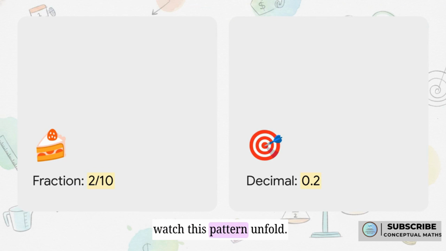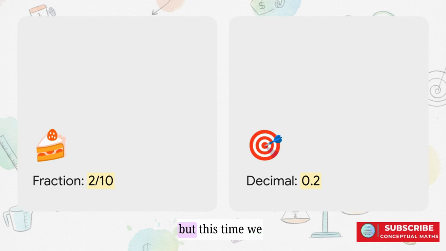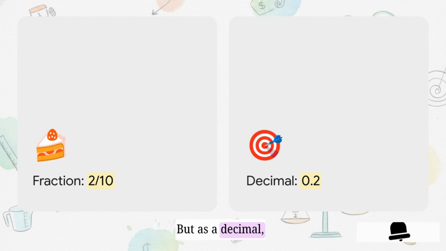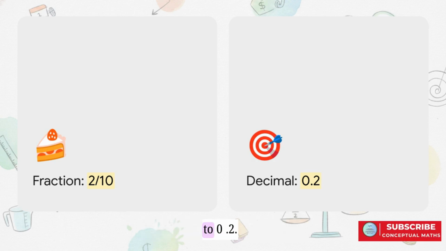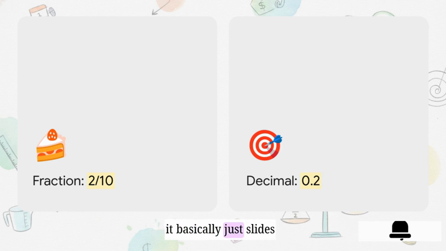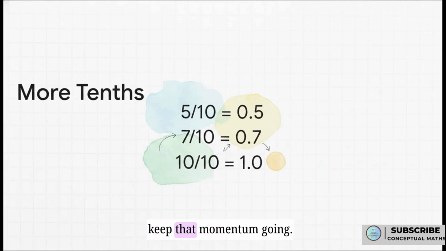So let's watch this pattern unfold. If we take that exact same cake, still sliced into 10 equal parts, but this time we grab 2 of them. Now we got 2/10. As a fraction, obviously that's 2 over 10. But as a decimal, it beautifully translates straight to 0.2. Are you kind of seeing the pattern start to emerge here? The numerator, that top number in the fraction, it basically just slides right into that very first spot after the decimal point.